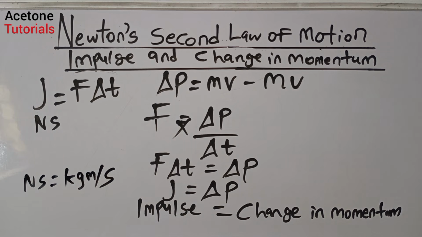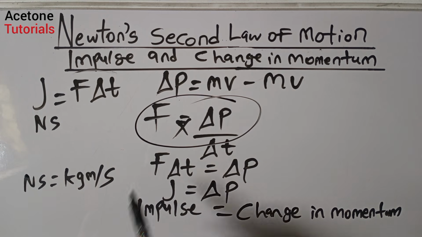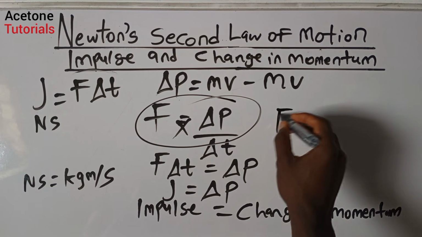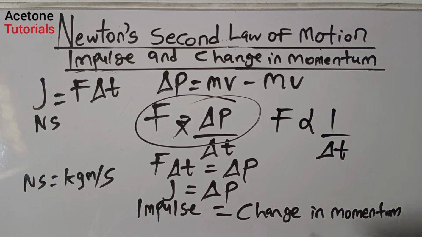Since impulse is change in momentum, the unit of change in momentum is still the same as the unit of momentum. Now, there's one important thing you need to know about this formula. If this is the impulsive force and this is the time, F is inversely proportional to the time.